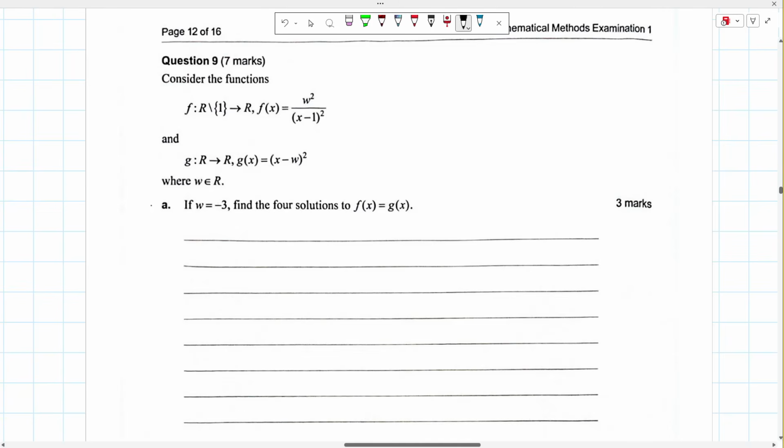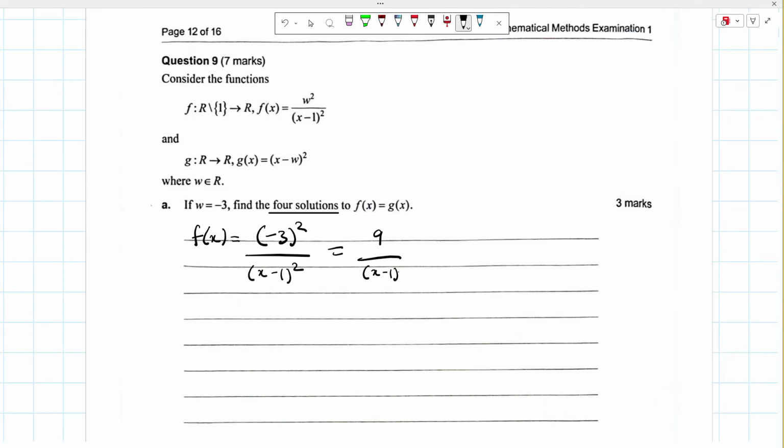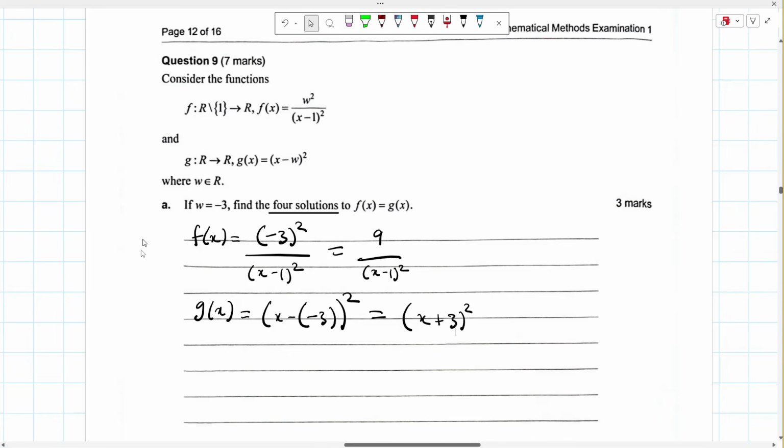Consider the functions f of x is equal to w squared over (x minus 1) squared, and g of x is equal to (x minus w) squared. If w is equal to negative 3, find the 4 solutions to f of x is equal to g of x. Okay, w is equal to negative 3. Let's find the equation of f of x. So that's going to be negative 3 squared over (x minus 1) squared. That's 9 over (x minus 1) squared. G of x would be (x minus negative 3) squared. X minus negative 3, 2 negatives make a positive, so (x plus 3) squared.